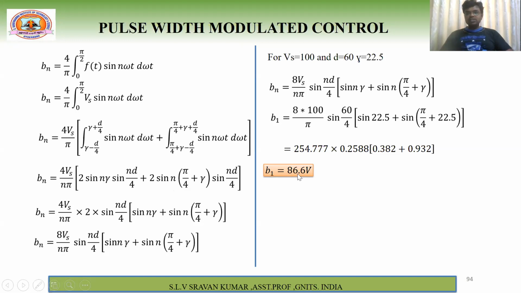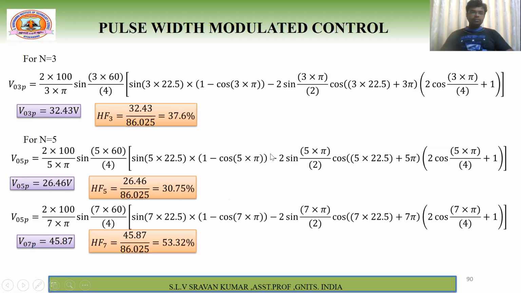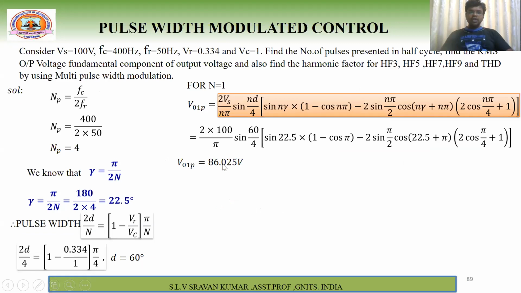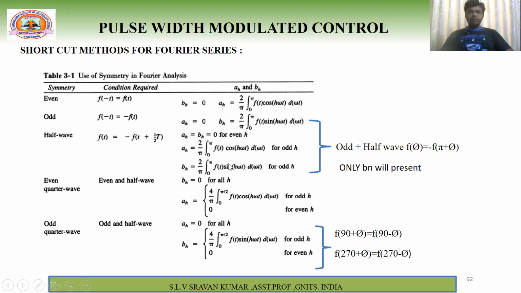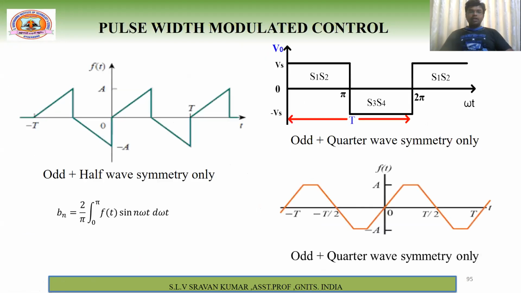This is nothing but your V01. Both are same. So V01, what I got here, is 86.025. From this, I am getting again the same 86.64, which is nothing but the V01 magnitude peak value. In this way you can solve whenever you have a higher number of pulses. The shortcut method is more flexible. Next, I am giving 1 or 2 examples.